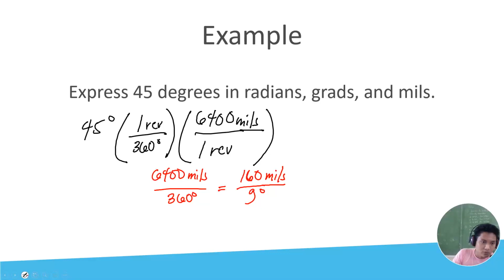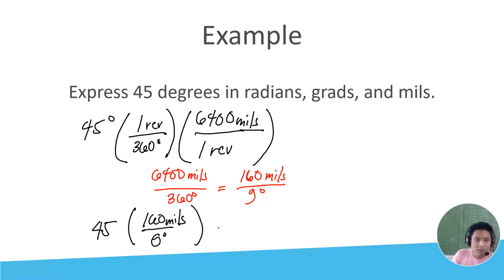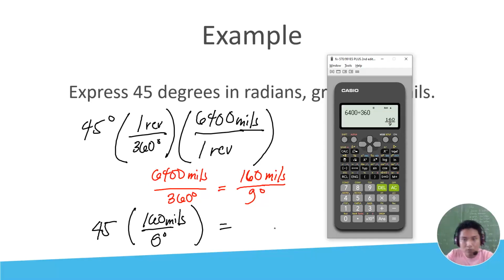So, 45 times 160 over 9. Equals to 800 mils.